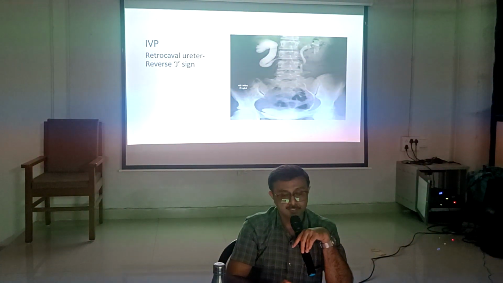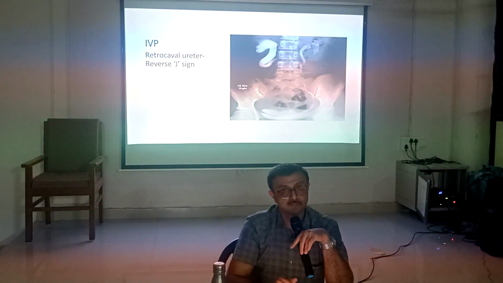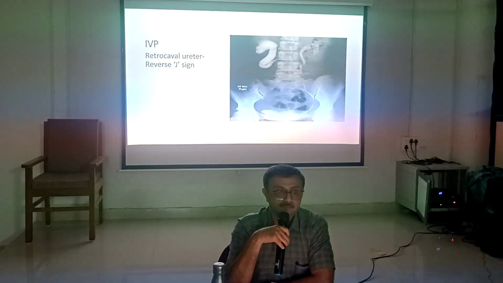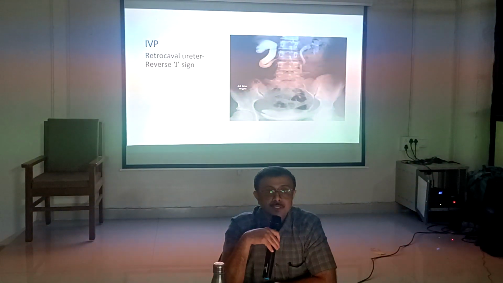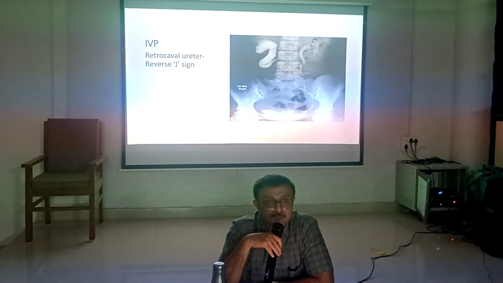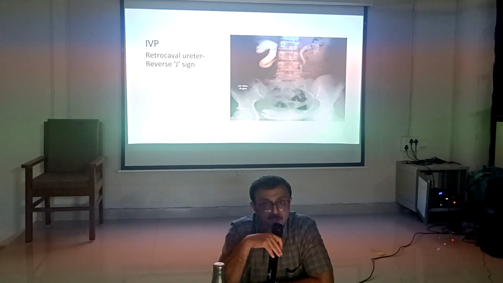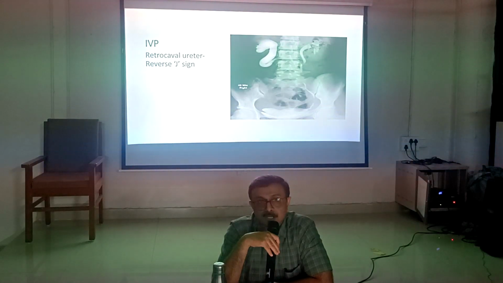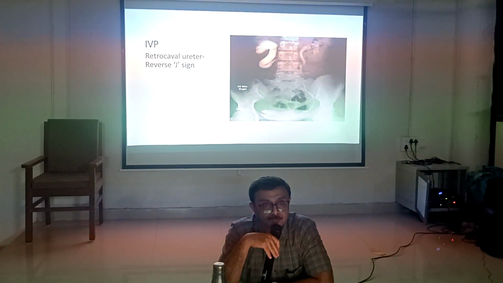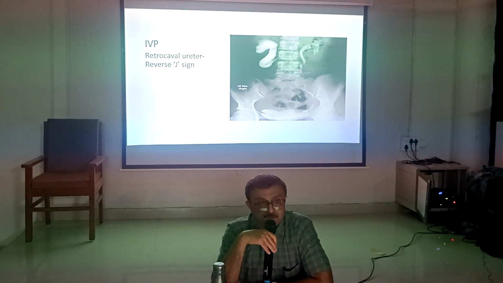Retrocaval ureter, reverse J sign. What is retrocaval ureter? Usually the ureter must be anterior to the inferior vena cava. But sometimes the IVC is anterior to the ureter, so there will be PUJ obstruction or compression. That patient presents with a hydronephrotic kidney, hydronephrosis, a lump in the abdomen. So the reverse J sign will be there.